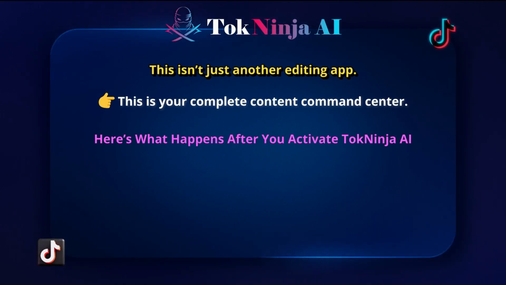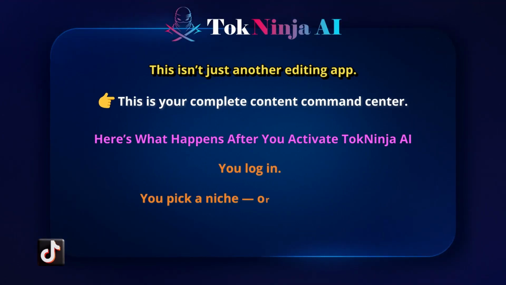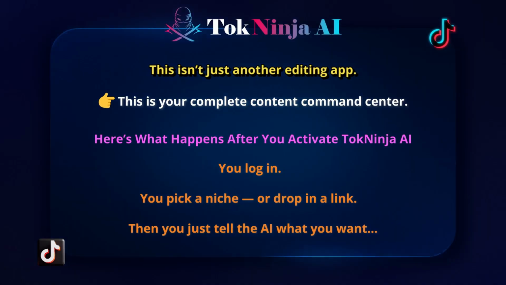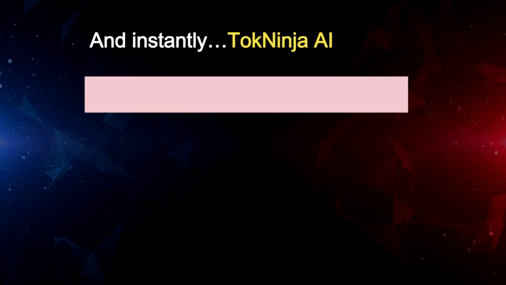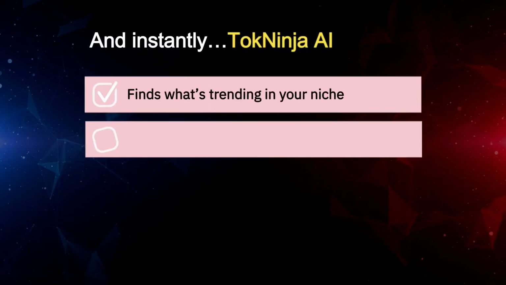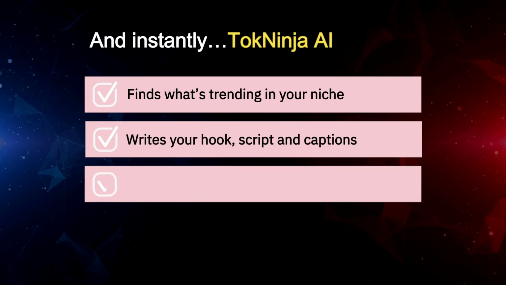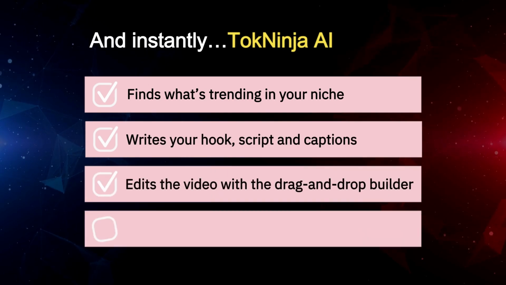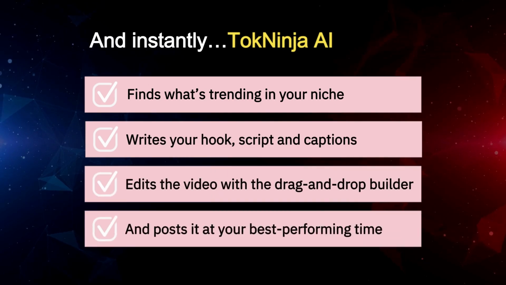Here's what happens after you activate TokNinja AI. You log in, you pick a niche, or drop in a link. Then you just tell the AI what you want, and instantly, TokNinja AI finds what's trending in your niche, writes your hook, script, and captions, edits the video with the drag-and-drop builder, and posts it at your best-performing time.